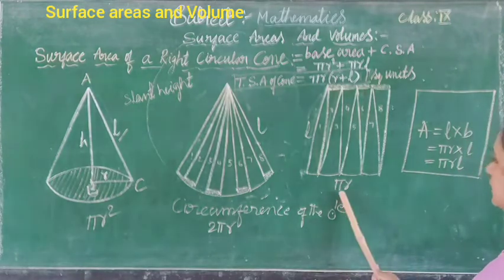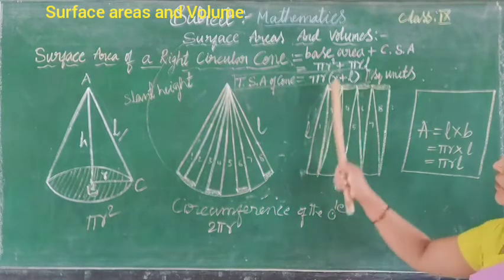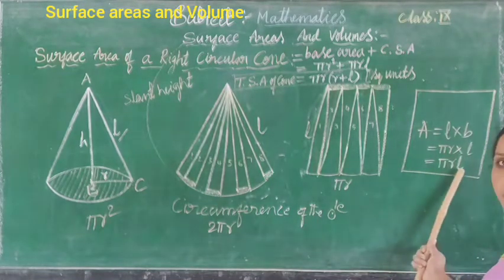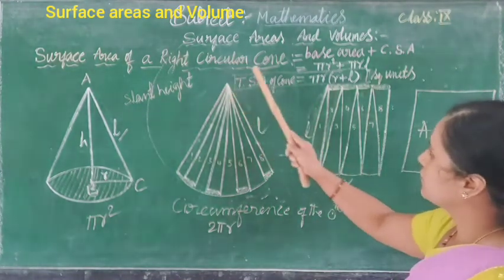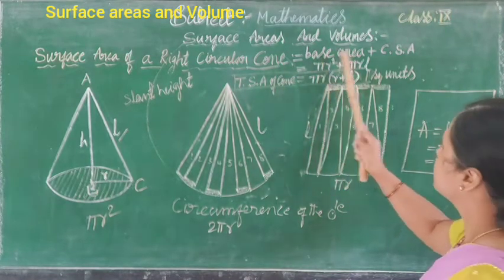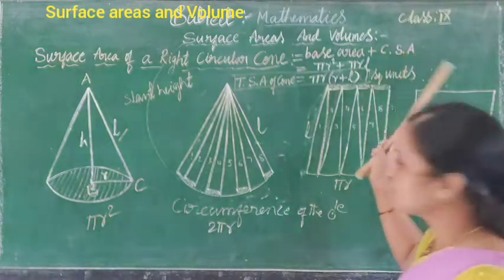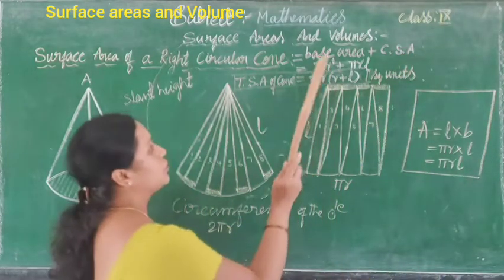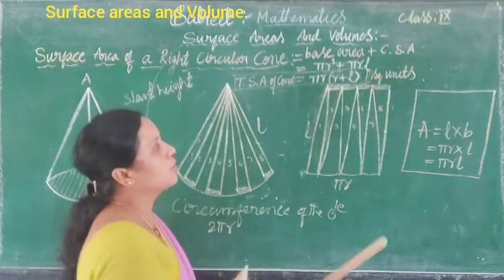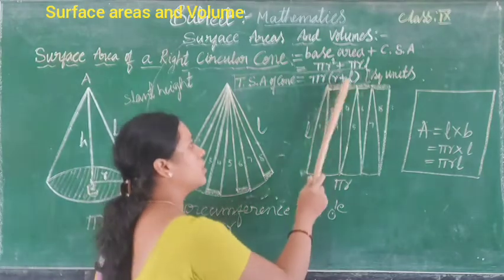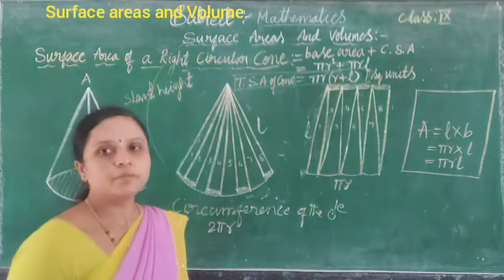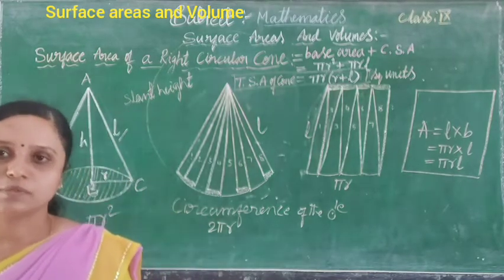That's why the length is pi r, and the breadth will be the slant height of the cone. Then it will be pi r into L. Therefore, the total surface area of the cone is the base area plus curved surface area. So the base area is pi r square, the curved surface area is pi r L. Then you take pi r common, the remaining term will be r plus L square units. So by using this formula, you can work out some problems.